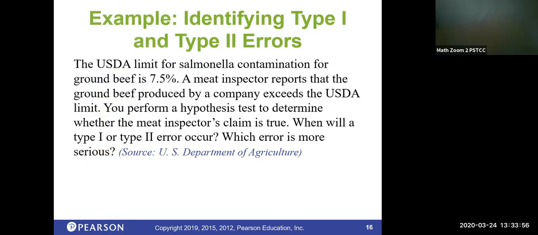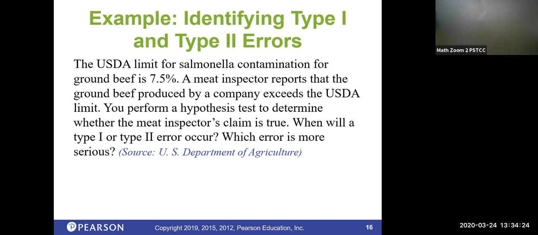So let's look at this example here. We're talking about the USDA limit for salmonella contamination in ground beef, which is 7.5%. The meat inspector reports that the ground beef exceeds the limit. You perform a hypothesis test to determine if the claim is true. When will a type 1 or type 2 error occur?